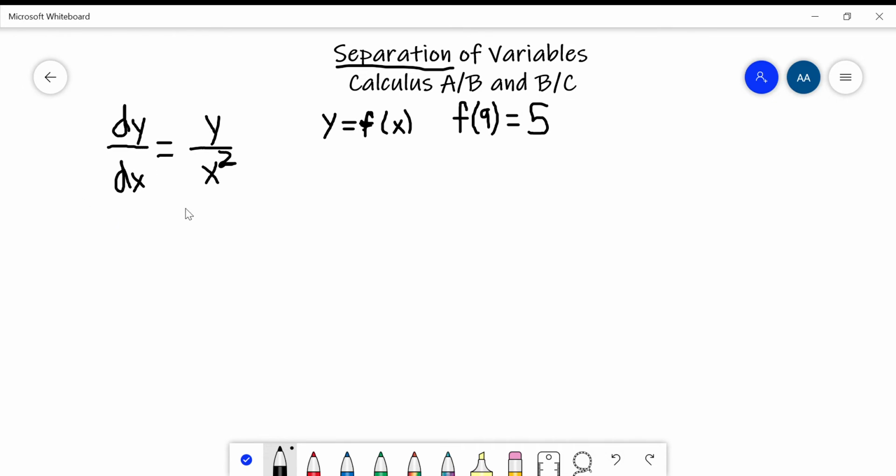So what we're going to do is solve this problem right here, and here's what we're given. dy over dx is equal to y over x squared, and we also know that y is equal to f of x, and that f of 9 is equal to 5. So basically, we know that there's a point, and what we're going to try to do in this problem is to try to solve for f of x.